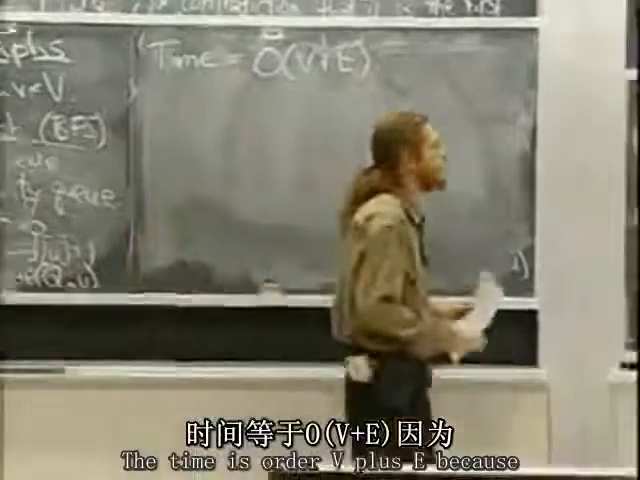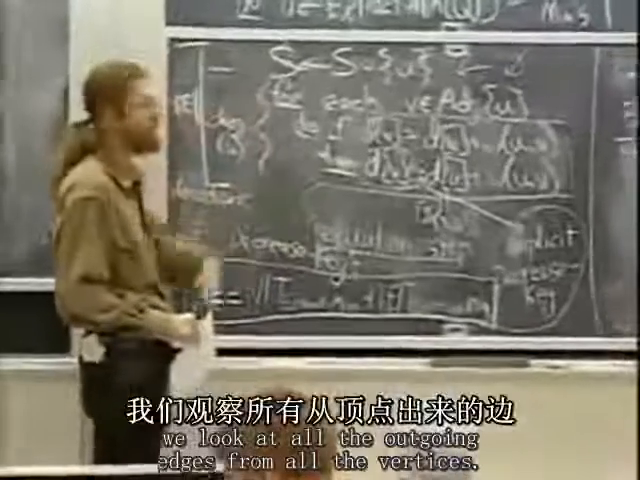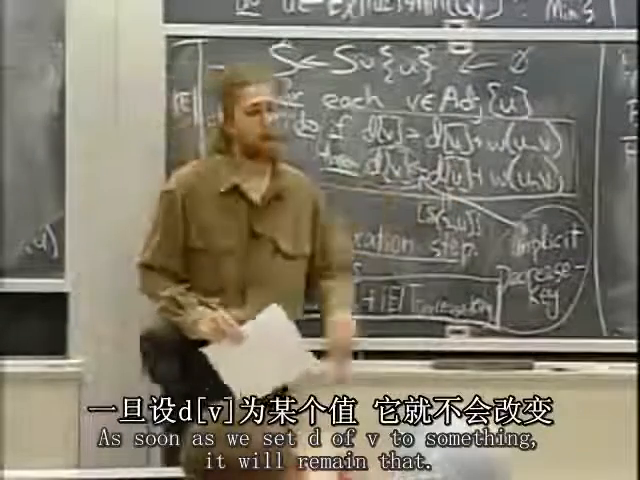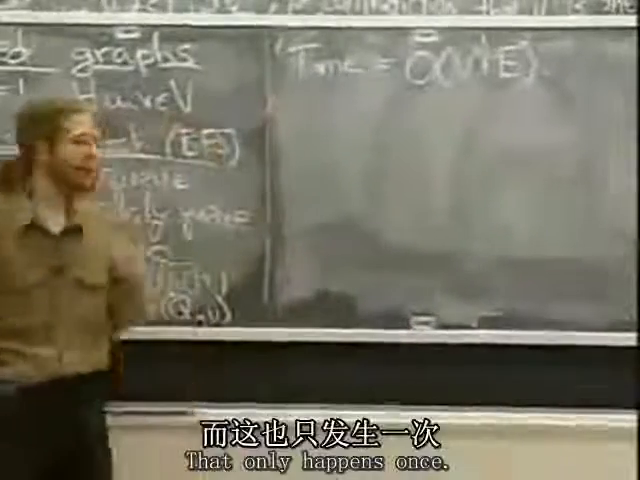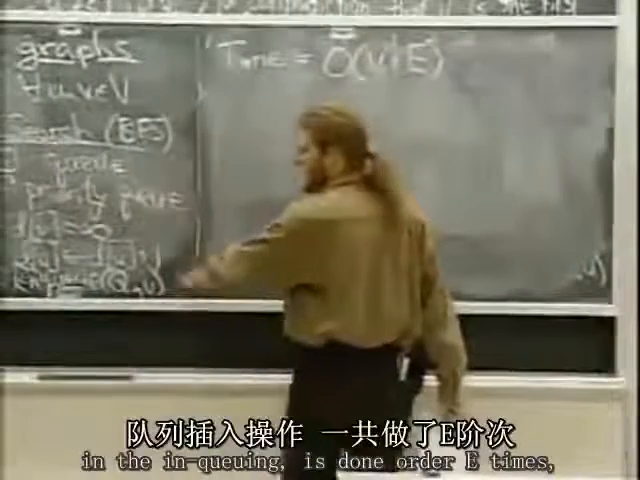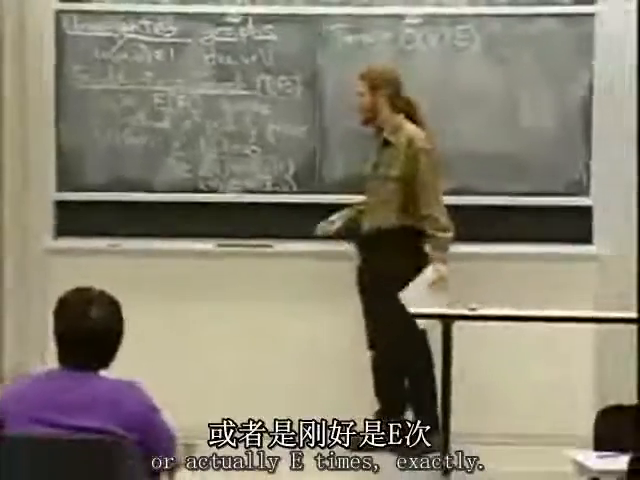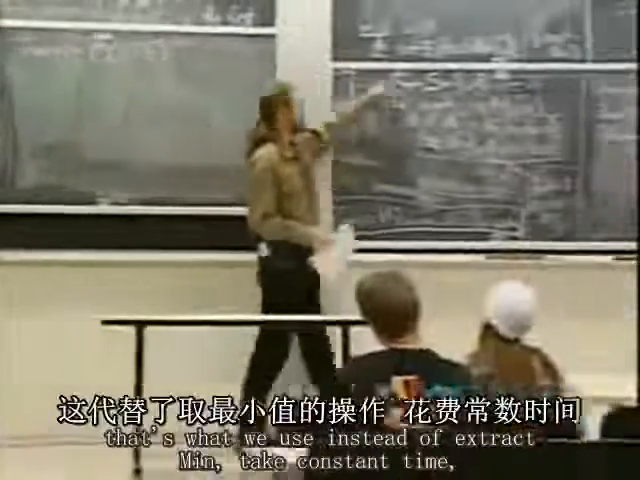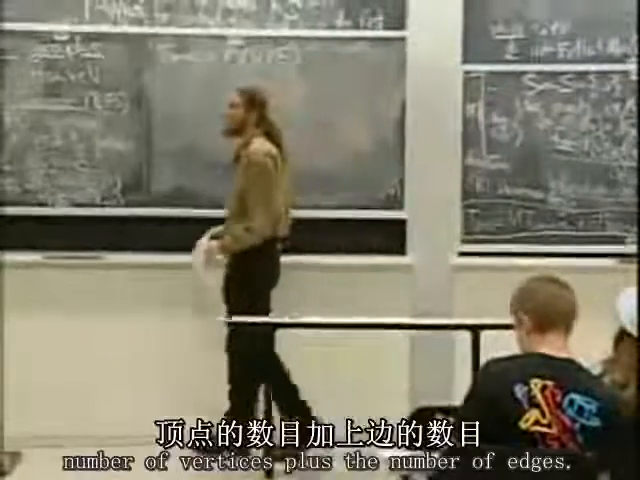Because, as before, we only look at each edge once. We look at all the outgoing edges from all the vertices. As soon as we set d of v to something, it will remain that. We never touch it. We're going to add it to the queue. That only happens once. So this if statement and so on, and the enqueuing is done order e times. Actually, e times, exactly. And enqueuing to a queue and dequeuing from a queue, that's what we use instead of extract min, take constant time. So the total running time is number of vertices plus number of edges.